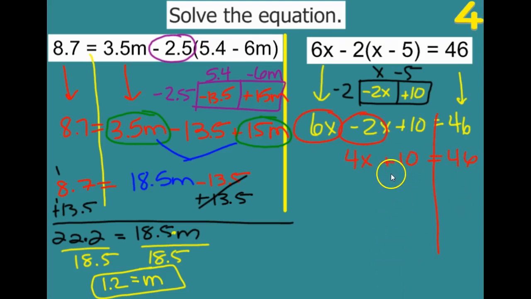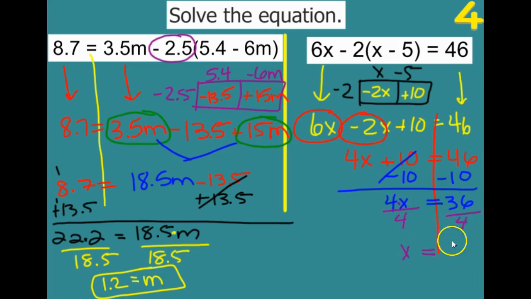Then get rid of addition and subtraction. Subtract 10. We have 4x equals now 36. And the opposite of multiply is divide. 36 divided by 4 gives us 9. These are the exact same processes. This one was just a little bit harder on the left because of the decimals and the non-nice numbers.